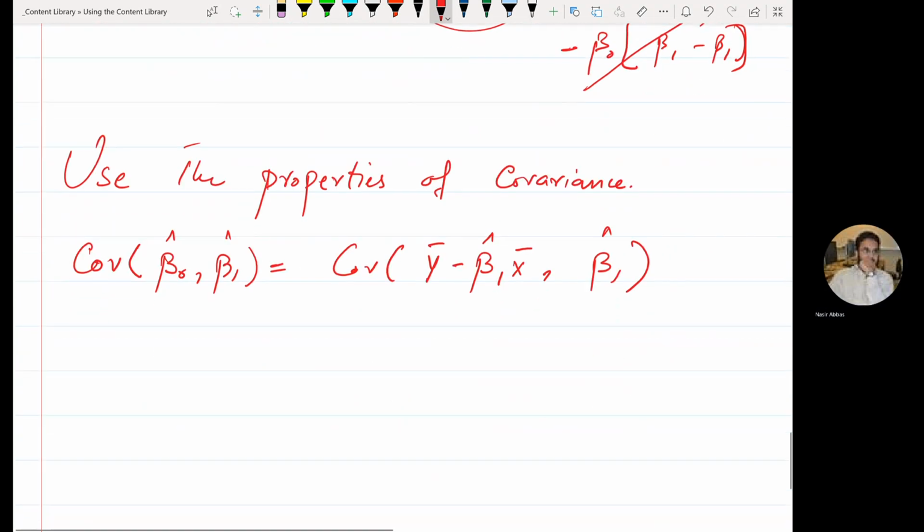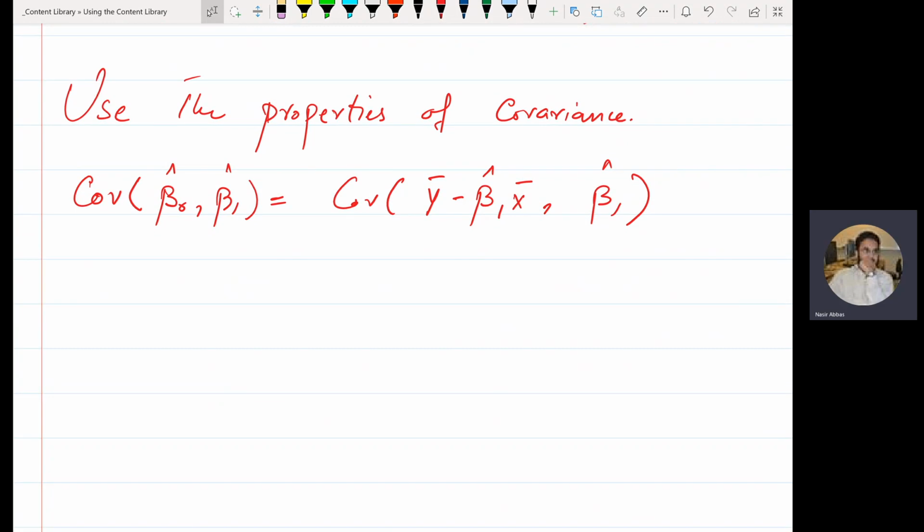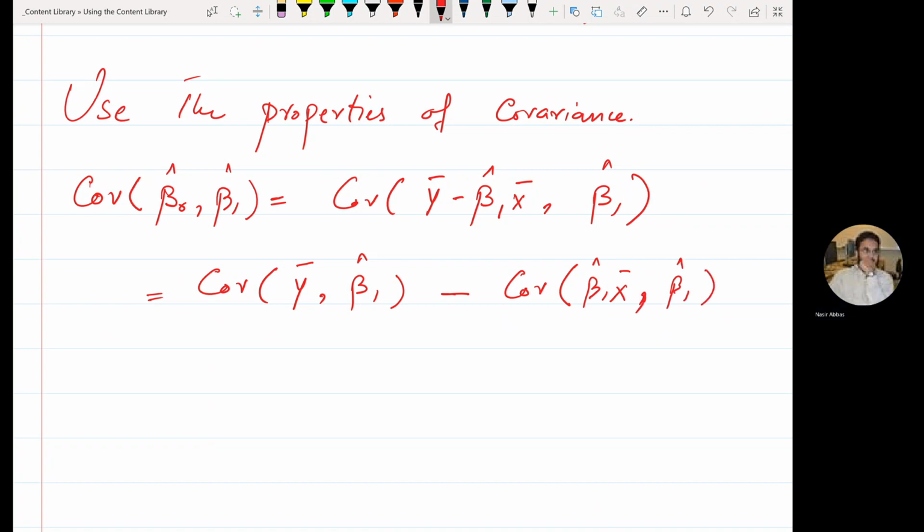First thing I do is put the definition of beta naught hat. Then there is a property of covariance that it can be distributed over plus and minus signs. So this becomes covariance of y bar with beta 1 hat minus covariance of beta 1 hat x bar with beta 1 hat. I distributed the covariance based on this minus sign.